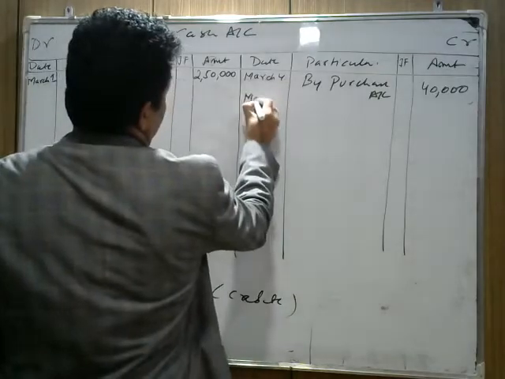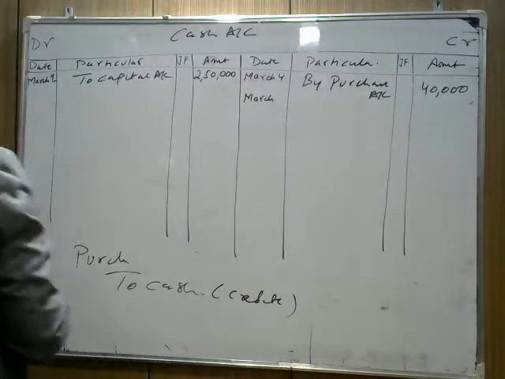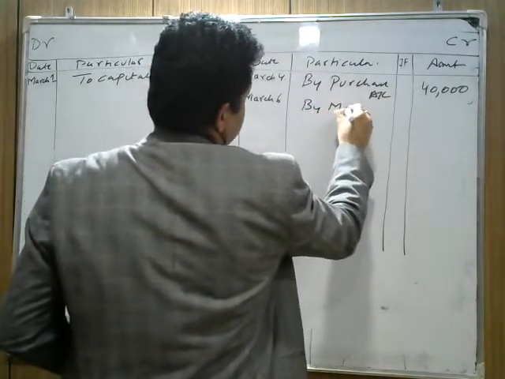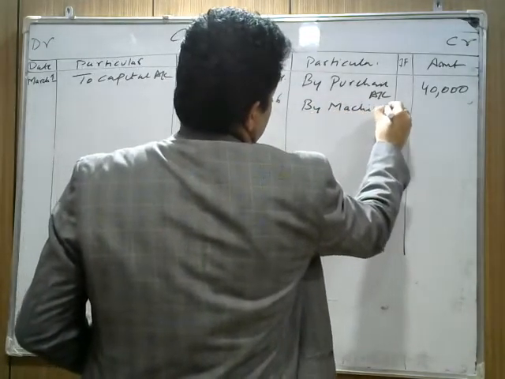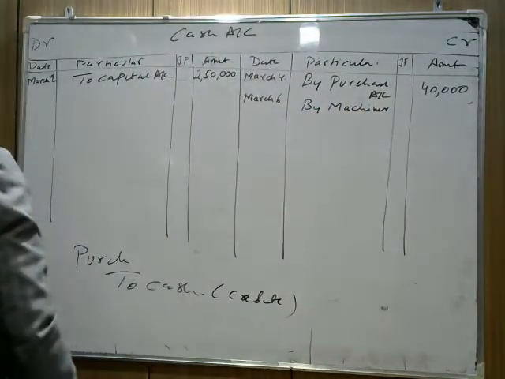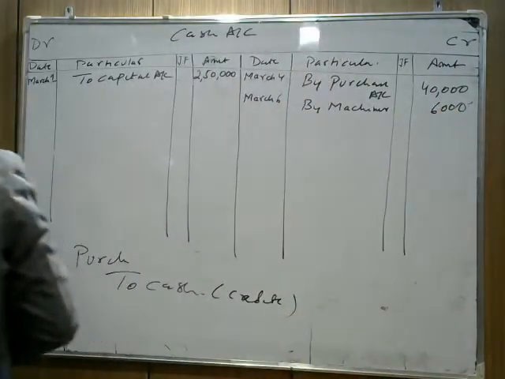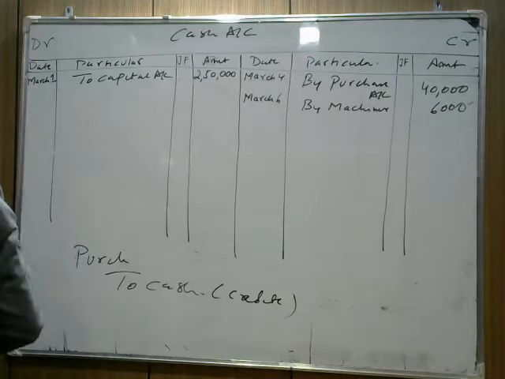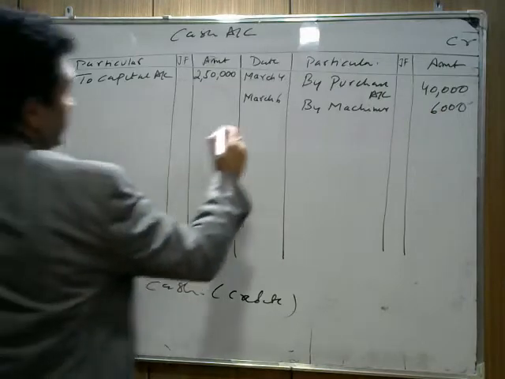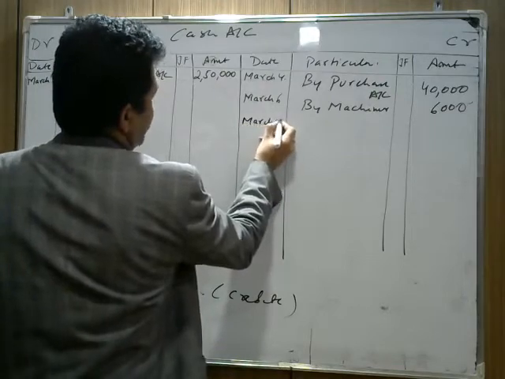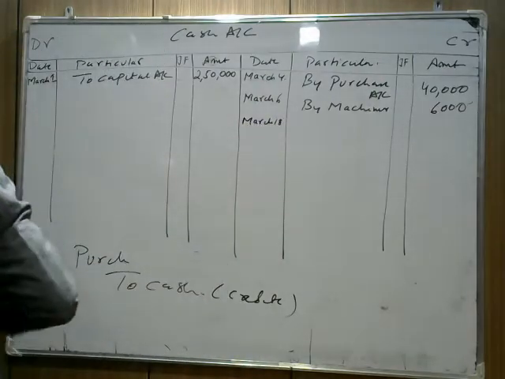We write on March 6th, "by machinery account", and you purchase machinery worth rupees 6,000. Next is on March 18, you paid to Varun in full settlement. March 18, you paid to Varun in full settlement.